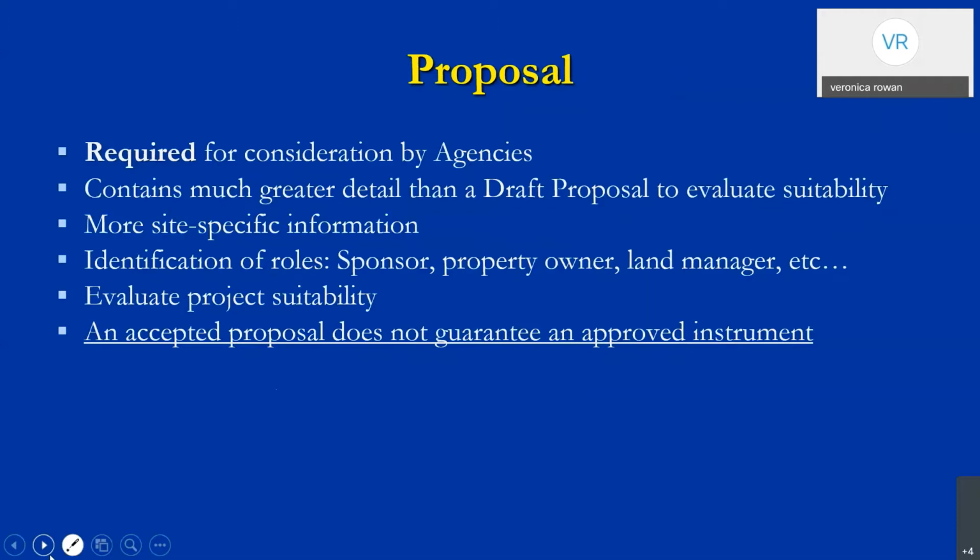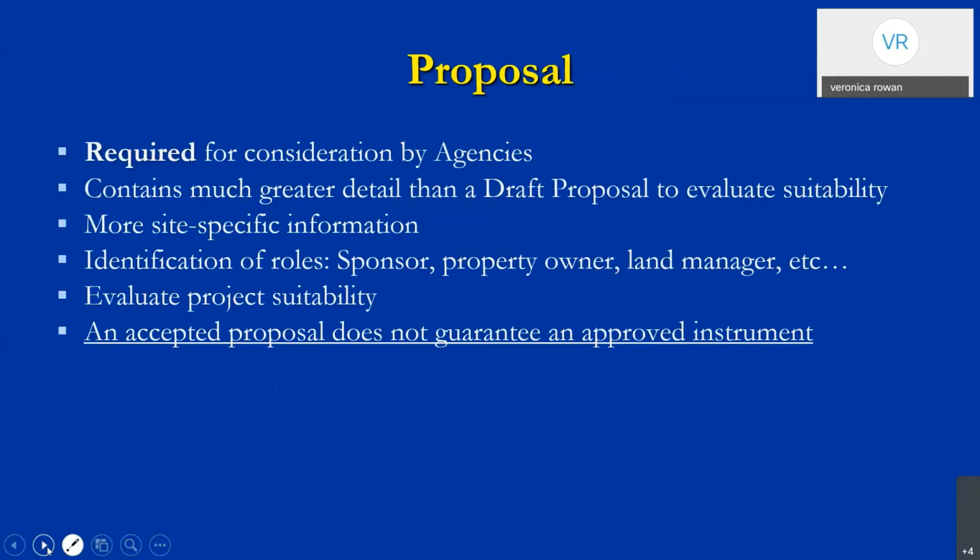So it's like the property descriptions and identification of the property owner and the land manager, and there's a lot of detail that goes into this because it eventually becomes part of the entire bank package. One of the things that I like to say is that the service has discretion here to reject this proposal, and an accepted proposal does not guarantee an approved instrument.